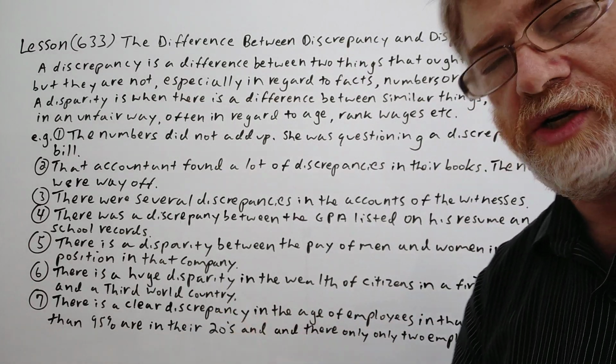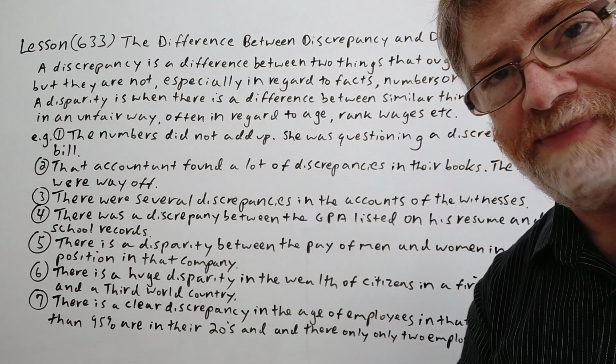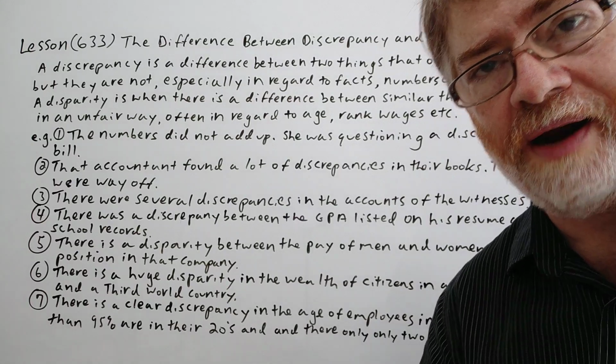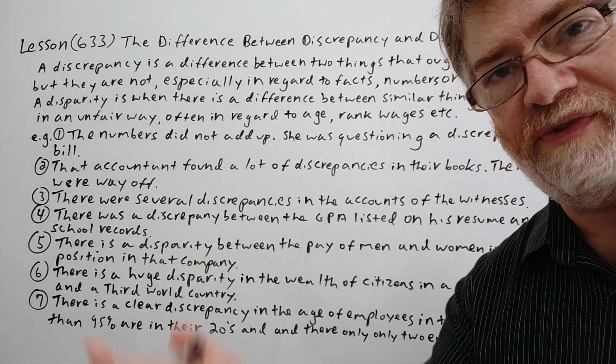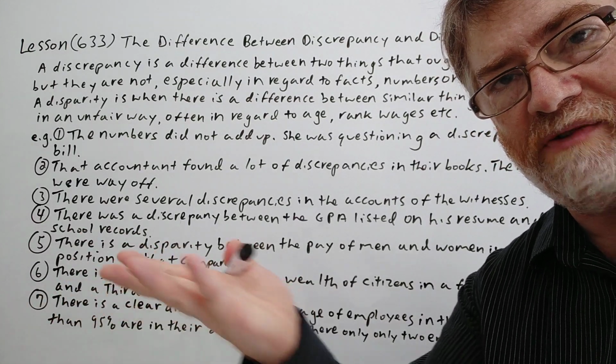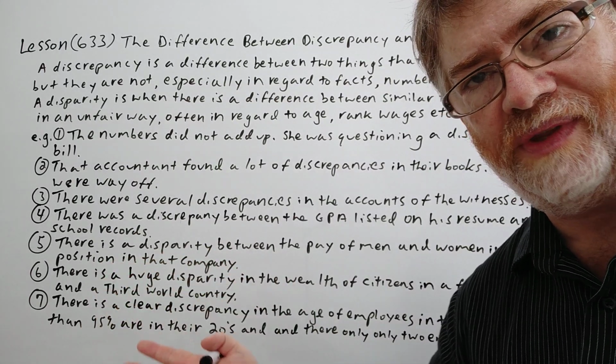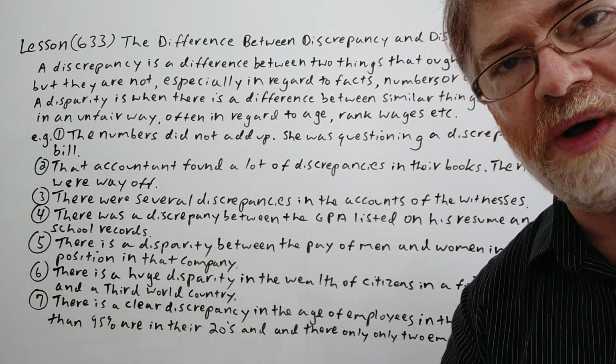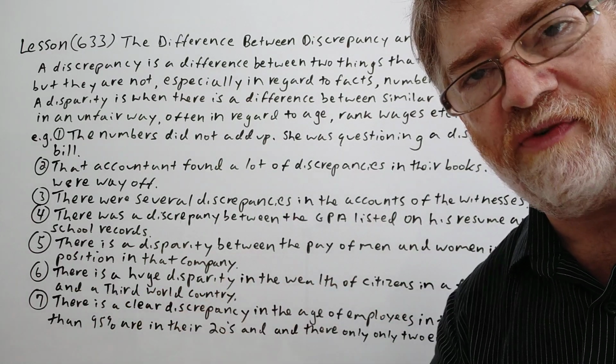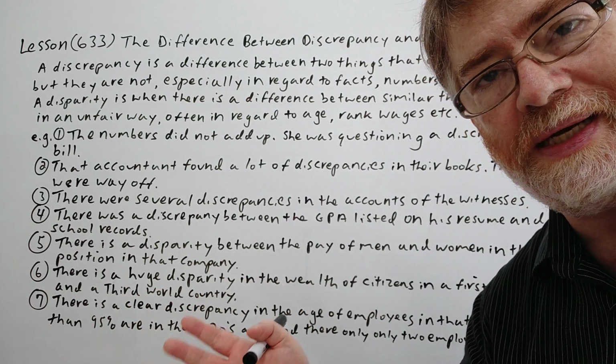Okay. Number six, there is a huge disparity in the wealth of citizens in a first world country and a third world country. Well, sometimes that's the way it is. And in a lot of ways, you may think that's unfair, but that's the way it is. If you look at the different countries, you think everybody should more or less be equal, but no, obviously not. If they don't have a government that runs things well and the country doesn't have enough wealth for whatever reason, there will be a disparity.